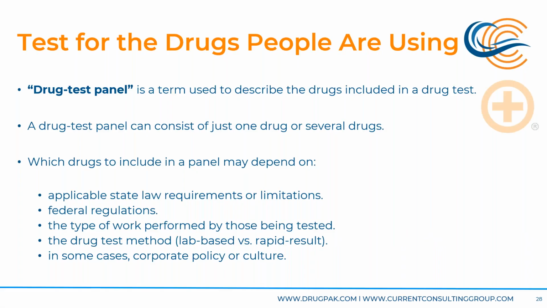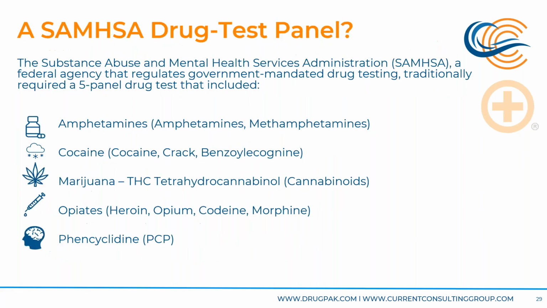So let's move on here and talk about drug test panels just for a moment. A drug test panel is the terminology used for the drugs that are included in the test that you do. That could be influenced by lots of things: state laws that apply to you, federal regulations, the drugs that people are using in your area. A typical SAMHSA drug test panel includes amphetamines, cocaine, marijuana, opiates, and phencyclidine, or PCP.